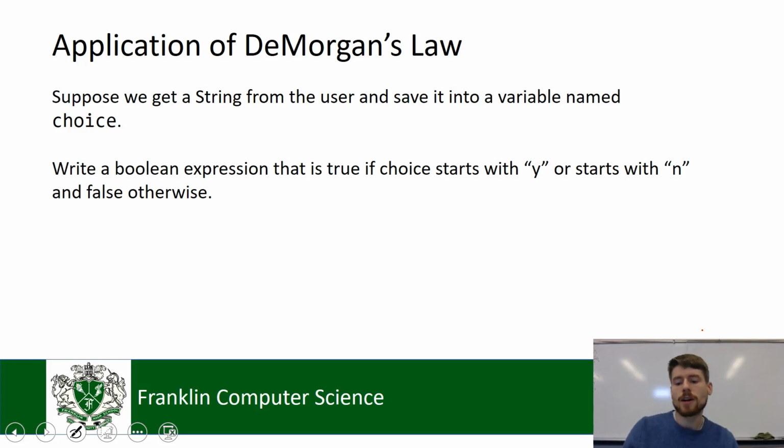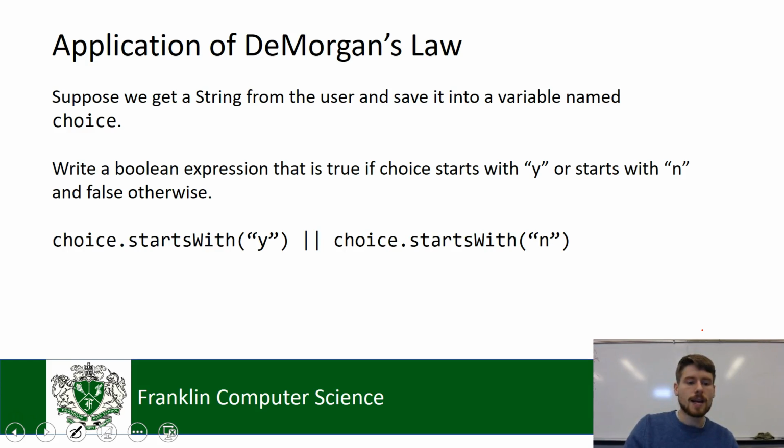So we just want to know, okay, if they typed in a string, we want it to be true if it starts with Y or starts with N. Okay, so take a second and try to write this Boolean expression, and then I'll show you what the answer is. Okay, so hopefully you came up with this. Choice starts with Y, or choice starts with N. So this is true if they start with Y or they start with N.